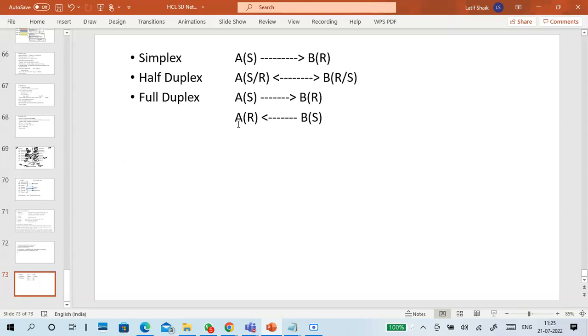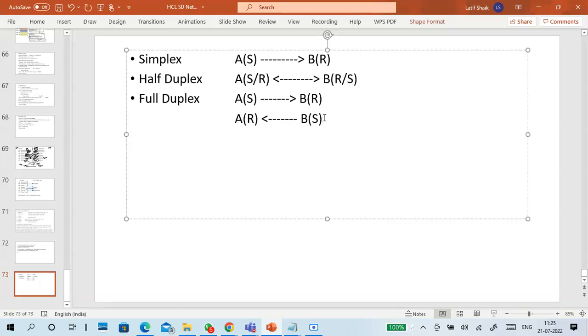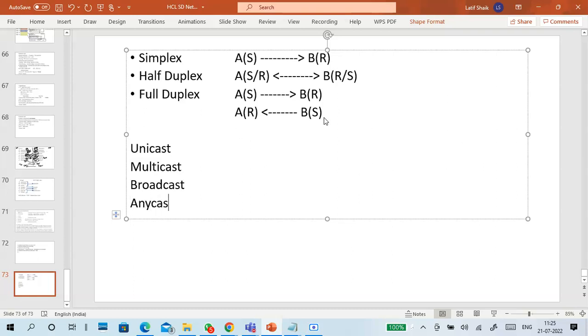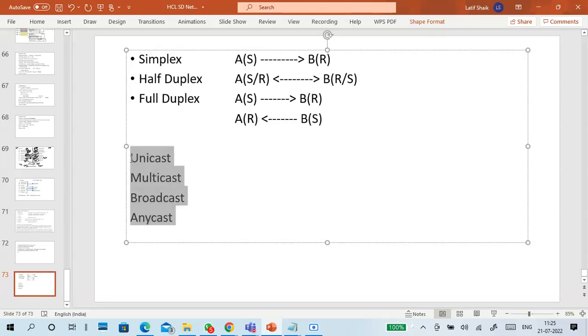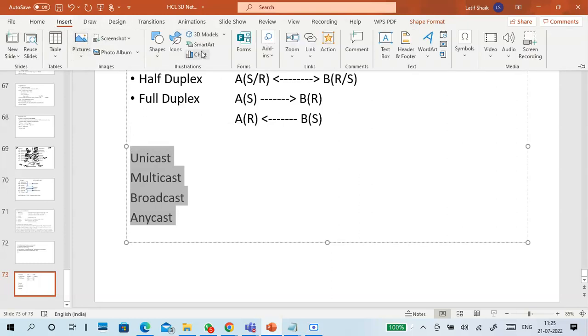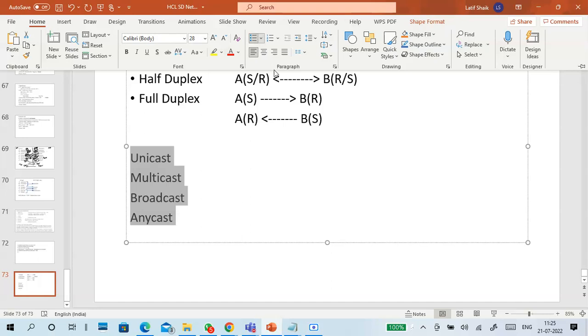Another point will come up, which I will write separately here: unicast, multicast, broadcast, anycast. Anycast is newly added because of IPv6. We have this kind of cast stuff.